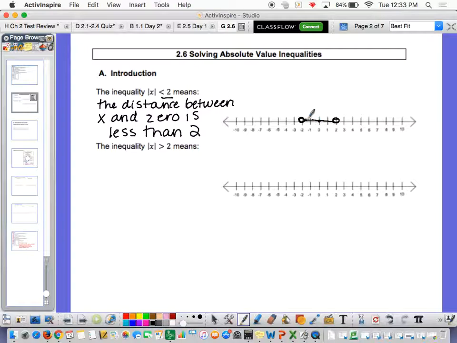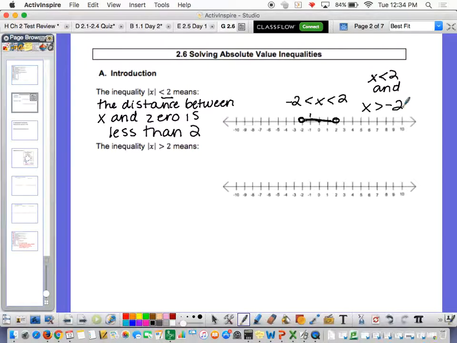And this is a compound inequality, right? We said that x was less than 2 and greater than negative 2. You could have written it like that, or you could have said, okay, x was less than 2 and x was greater than negative 2. It doesn't matter to me which way you choose to write it, just as long as you write it like that. One of those 2 ways. Okay?